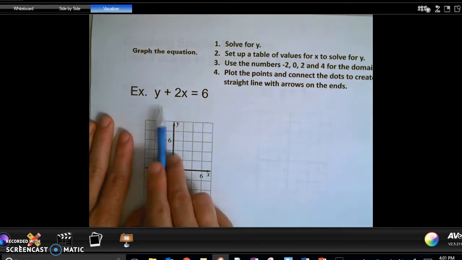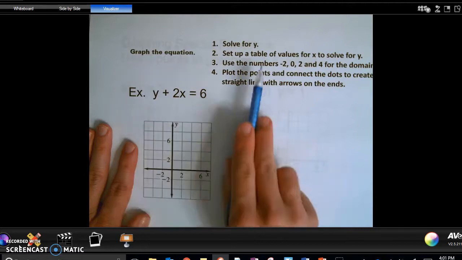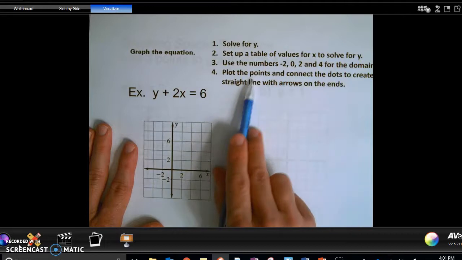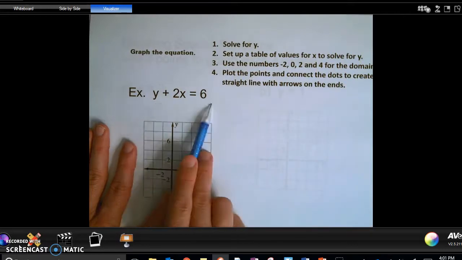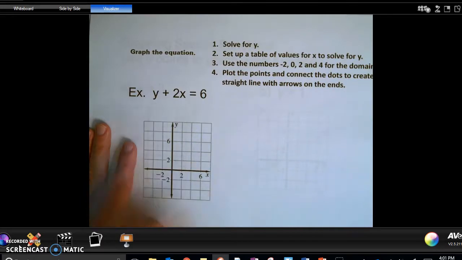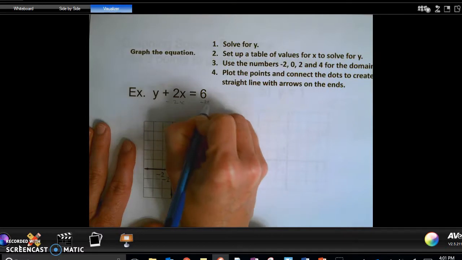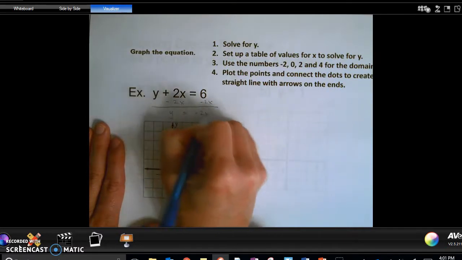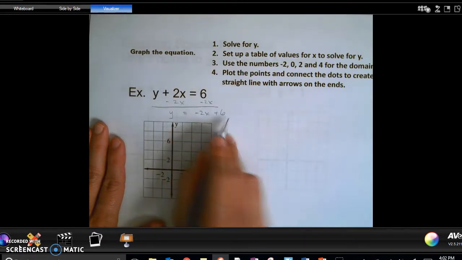Now sometimes I will have to take an equation and solve it for y so that then I can set up a table of values and graph this line. So let's take this equation, y plus 2x equals 6. If I want to solve for y, then I'm going to subtract 2x from both sides. And I get y equals -2x plus 6.